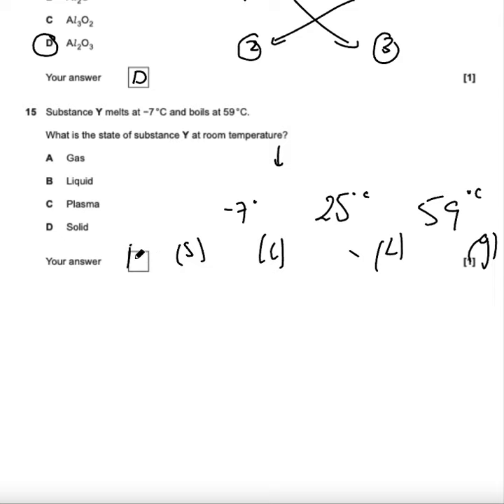So it's B. No, plasma is not a state. So only solid, liquid, and gas. And so that's it.